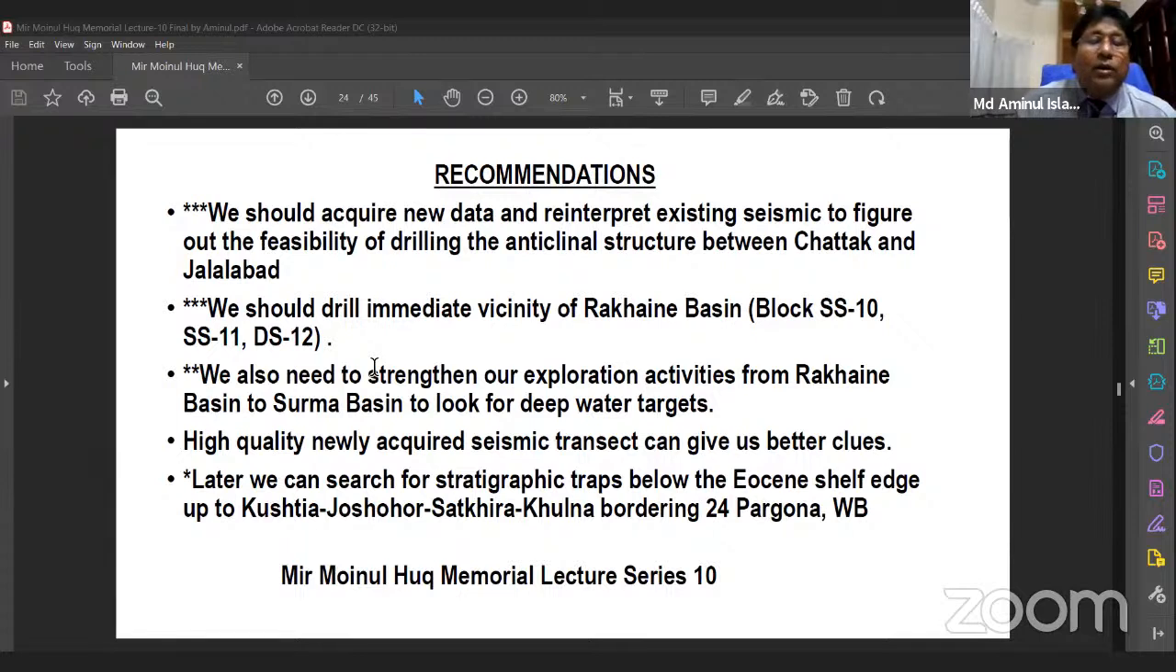And later on, we can search for stratigraphic traps as well below the shelf edge up to Kushtia, Jessore, Satkhira, Khulna, bordering 24 Parganas of West Bengal. So if they drill more than 160, why not we try a few of them? So that is my recommendation about Bangladesh.